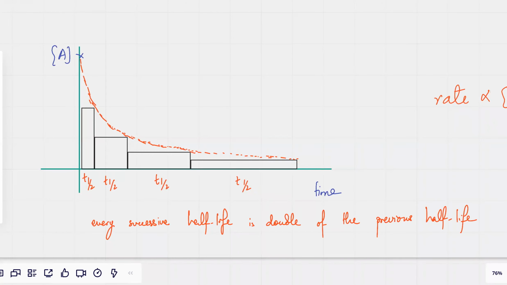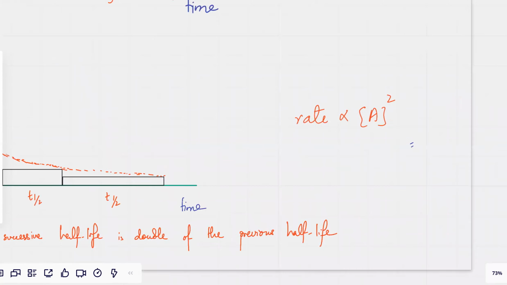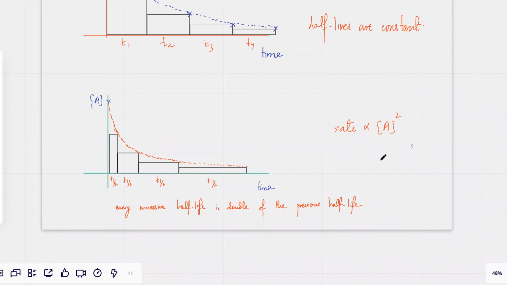Because this is what we learned over here: the rate is very sensitive to A's concentration. If A's concentration decreases by 1/3, the rate would decrease by 1/9. It's a quadratic relationship. If the concentration of A becomes 1/10, the rate would become 1/100. It would decrease by 100 times.